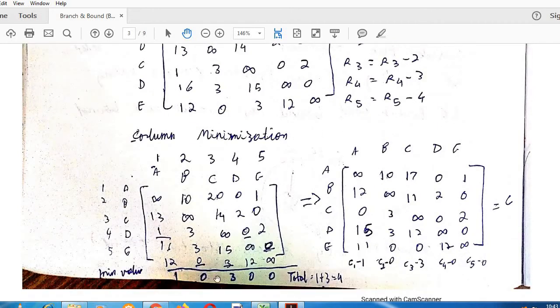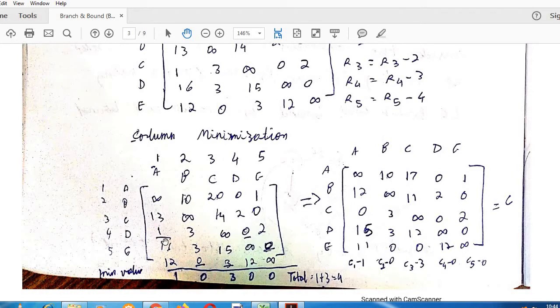Then I will find out the minimum value of each of the columns. In the first column, you can see the minimum value is 1. In the second column, the minimum value is 0. The third column, the minimum value is 3. The fourth column, the minimum value is 0. And the fifth column also, the minimum value is 0. So when I add, I get the total 1 plus 3 is equal to 4.